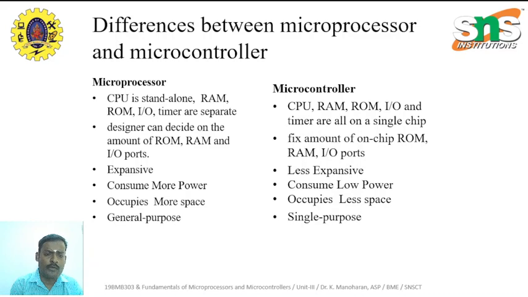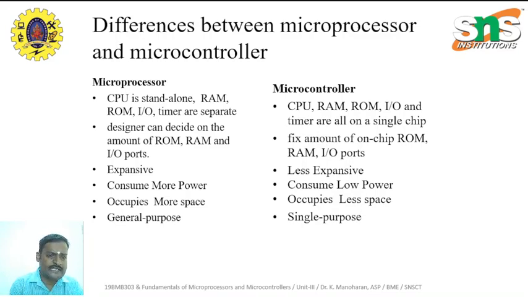Now, the difference between microprocessor and microcontroller. A microprocessor consists of the CPU alone. The RAM, ROM, I/O, timer, and interrupts need to be connected externally. In a microcontroller, the CPU, RAM, ROM, I/O, and timers are all made up on a single chip. In a microprocessor, the designer can decide the amount of RAM, ROM, and I/O ports. In a microcontroller, a fixed amount of on-chip RAM, ROM, and I/O ports is available. If required, they can use higher-size RAM and ROM externally.